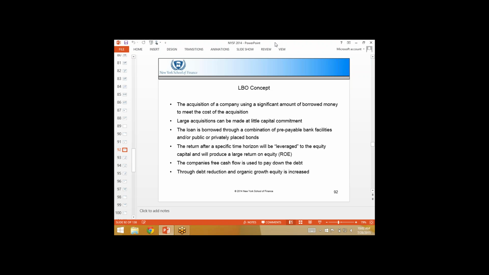Yeah, it's an acquisition using a significant amount of borrowed money to meet the cost of the acquisition. That was my fault. I shouldn't have put this on it. But what does that mean? This is really under the hub of M&A, right? This is under the hub of restructuring. You're restructuring the balance sheet, but the biggest difference is it is a significant amount. What do you mean by significant amount of debt?